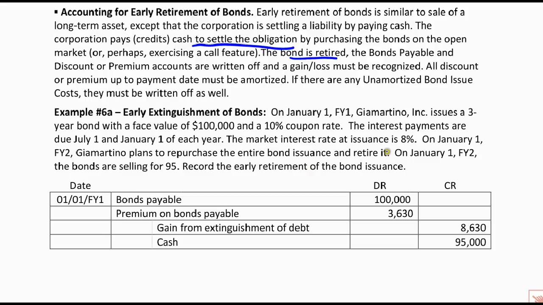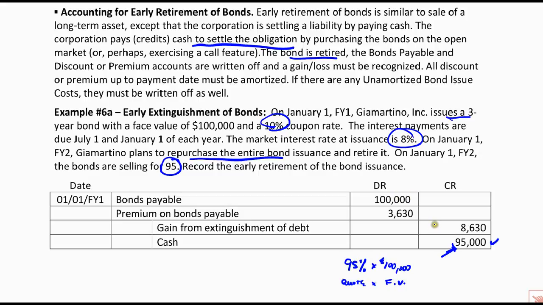So in this case, Giarmatino issues the 3-year bond with a 10% coupon rate at 8%. And they're going to repurchase the entire bond issuance and retire it. And they're going to go on the open market, and it's trading for 95. So where does this cash come from? The market price is a percentage, the market quote, and we're going to buy the full $100,000 in face value. So you take the quote times the face value that you're repurchasing, and that's where the $95,000 comes from.